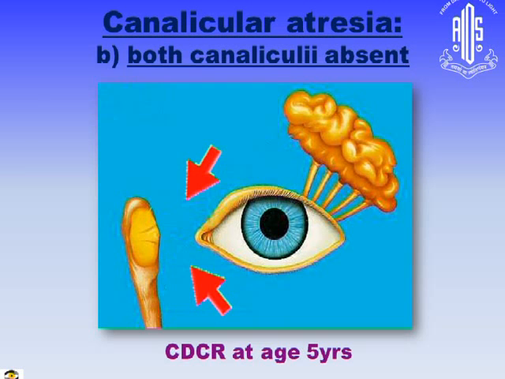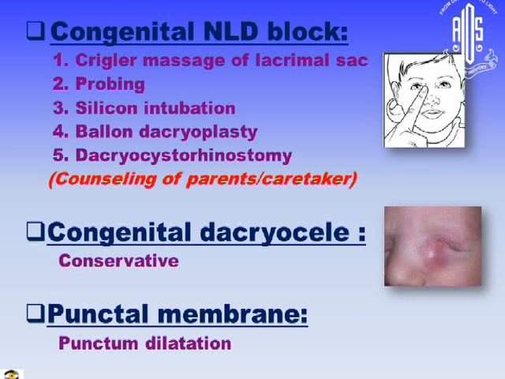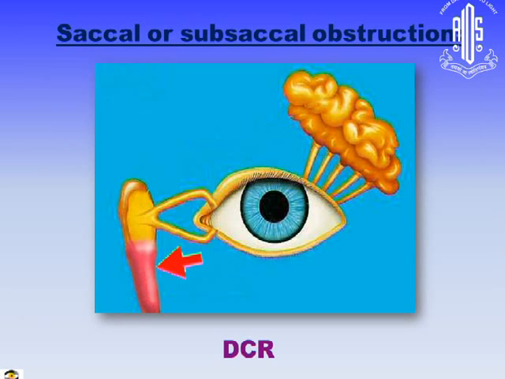Congenital DCR itself is a very long topic. But one thing that is very important is that we have to counsel the parents or the caretakers also. Otherwise, they will keep on coming to you and the situation will be like that only. Congenital nasolacrimal duct obstruction will go for conservative management. If there is a punctal membrane, which is a congenital condition, we have to dilate with a punctum dilator. If there is a sac or subsac obstruction like this, we can go ahead with DCR. Whatever technique we choose depends on the surgeon.